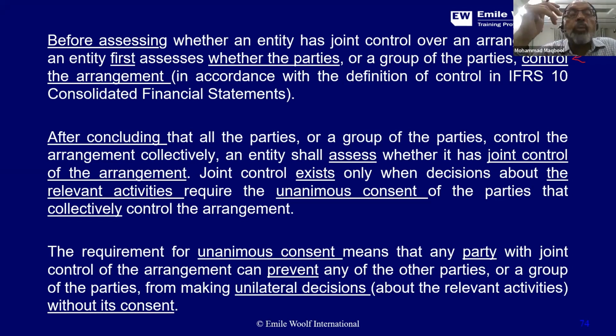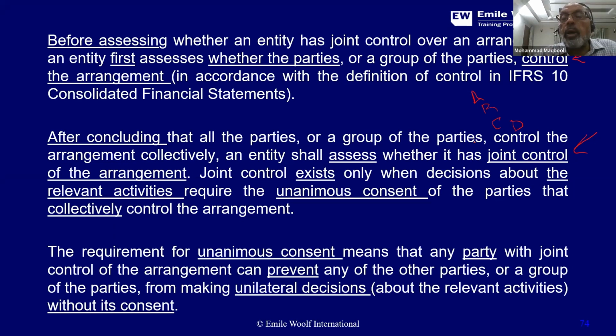After concluding that a party or a group of parties control the arrangement collectively, all the 4 or 3 of them, the entity shall assess whether it has joint control of the arrangement. And now we look at the joint control. For that, we will look at the contractual arrangement between A, B, C, D. Those who have the contractual arrangement will have the joint control.